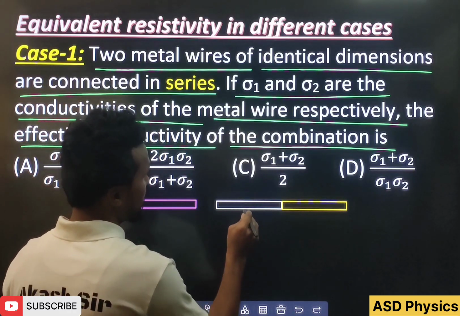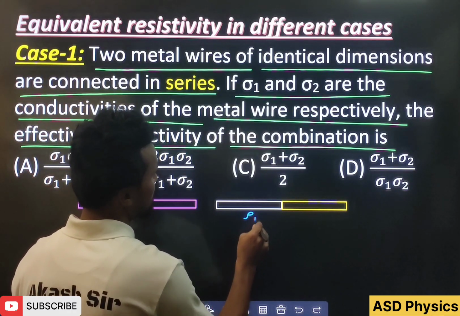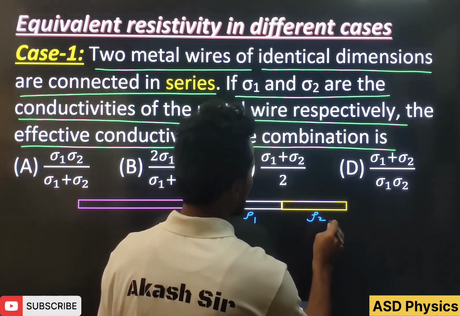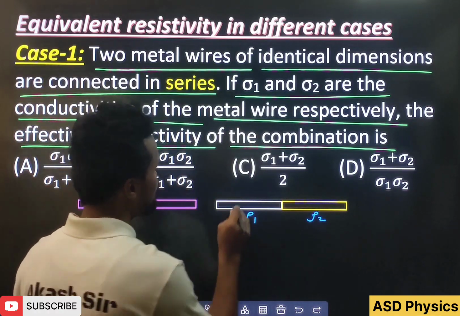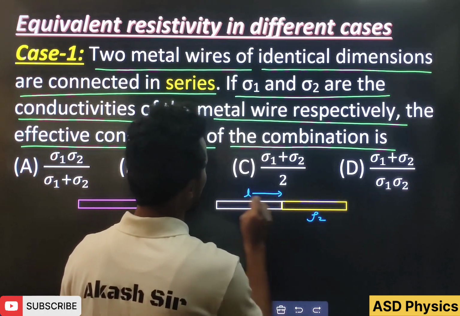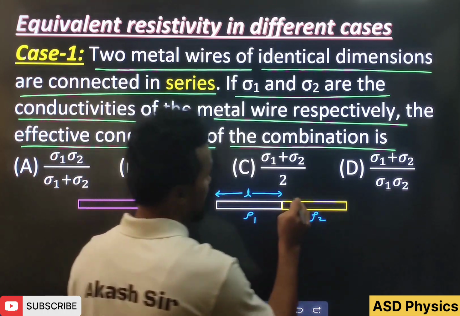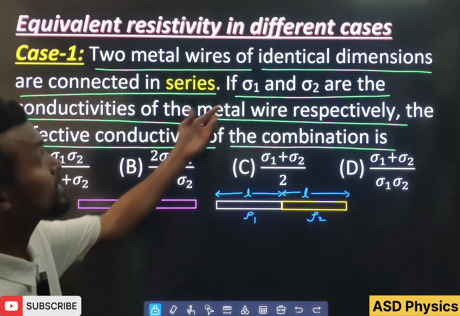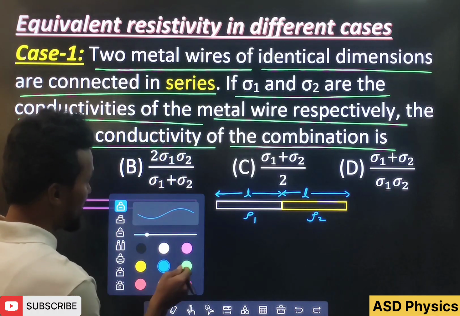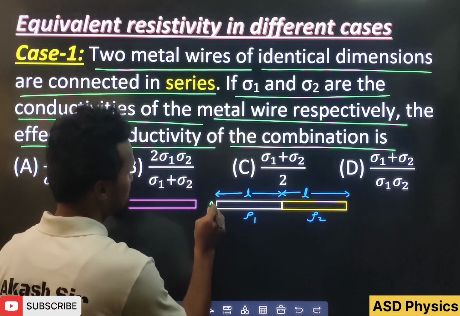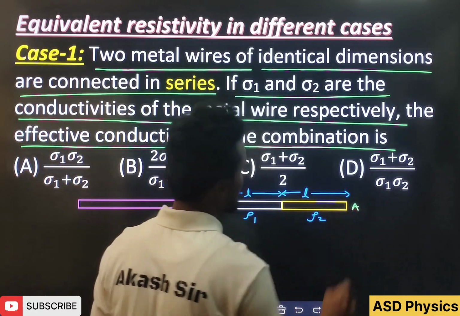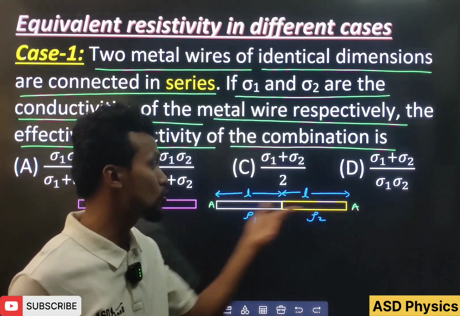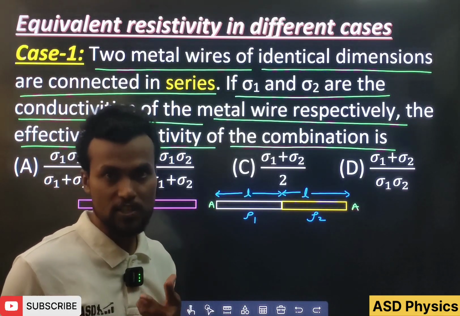So let's see here. Let's take the first resistivity as rho 1, conductivity sigma 1. Here resistivity rho 2, conductivity sigma 2. The length of the first conductor is L and the length of the second conductor is also L, because they told us identical dimensions. Let's take the area of cross section as A, and for this also area of cross section A. So if we see this conductor overall, the total length is 2L and area of cross section is A.